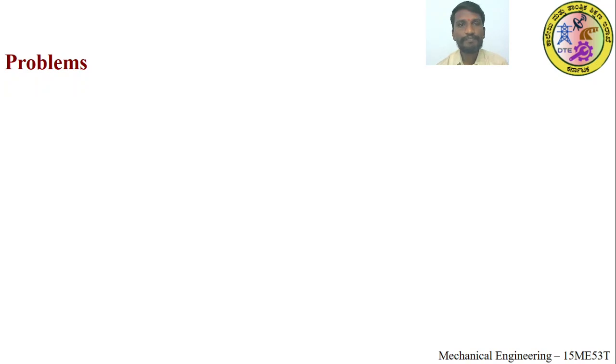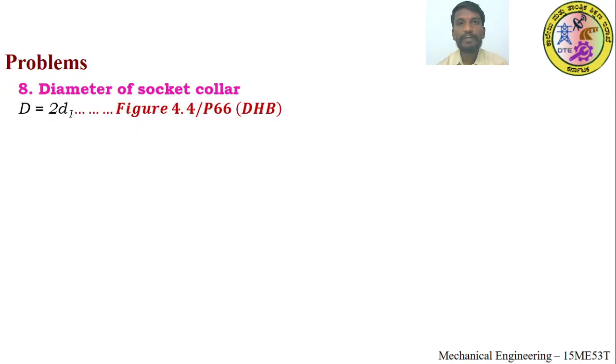The 8th point, diameter of the socket collar, that is capital D. As per the figure 4.4, page number 66, the value is D is equal to 2D1, and applying the values we will get 142 millimeter.